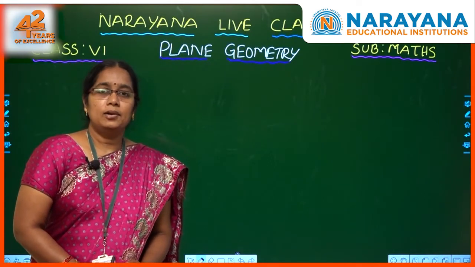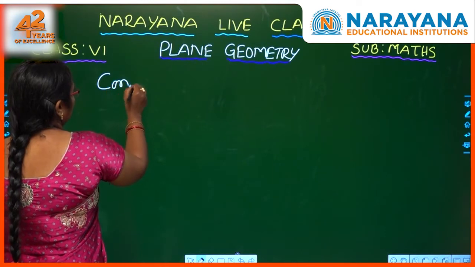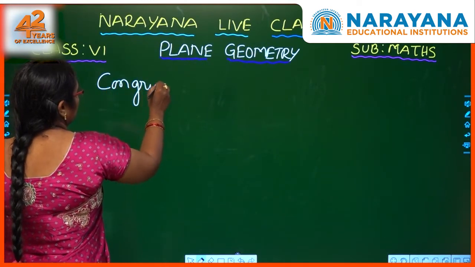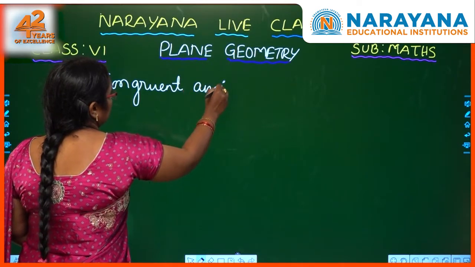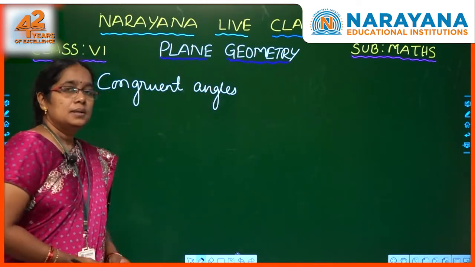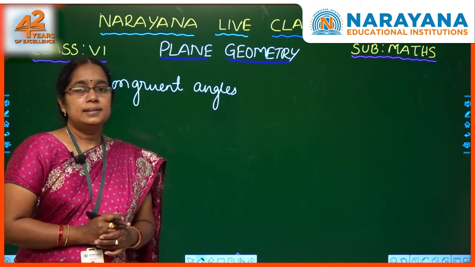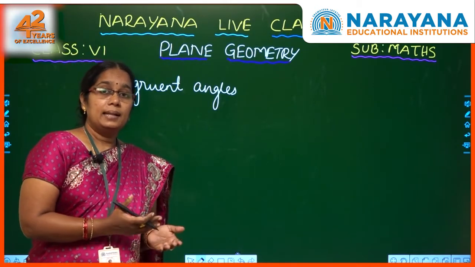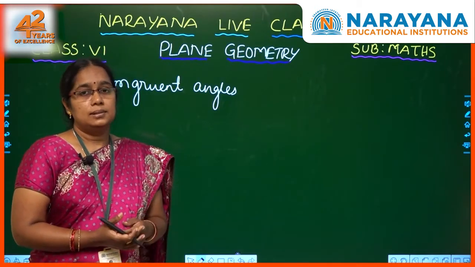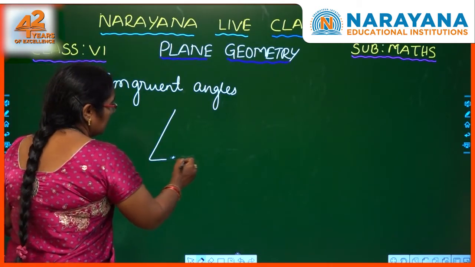What is meant by congruent angles? See, when you compare the measures of two angles, one may be lesser than the other, or greater than the other, or equal to the other. So, here I am considering two angles.